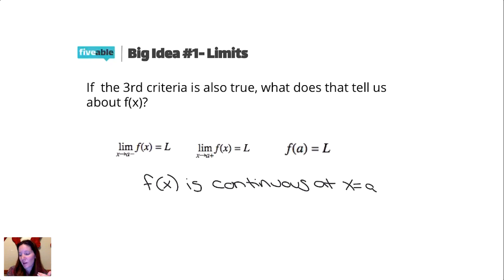And the way we prove it is we have to say each of these things. We have to first say that the limit from the left is equal to something. Then we say the limit from the right is equal to something. Then we check and say the function itself is equal to that something. And if we can say that all three things are the same, then we get continuity.